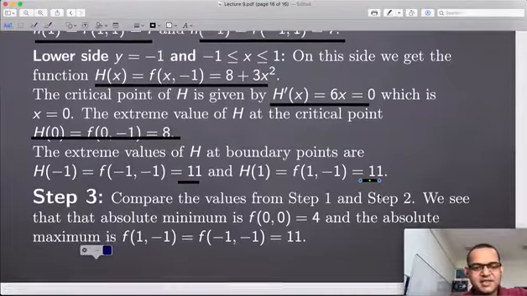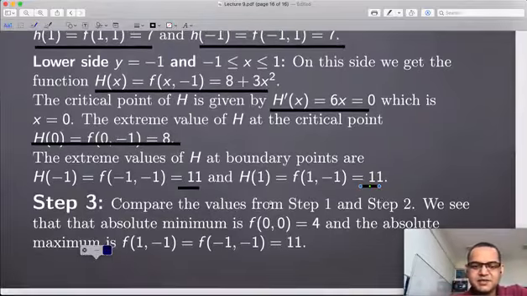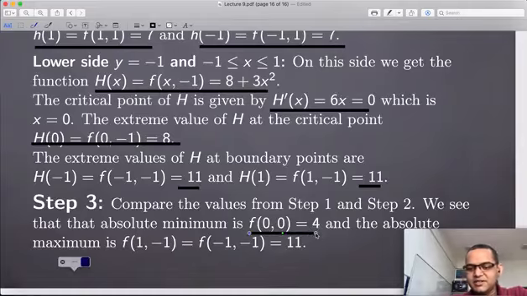Okay, and the third step is basically you compare. So third step will tell you that the value at the critical point happens to be the minimum, so it is an absolute minimum, and then the value at the boundary at 2 points we are getting this maximum, this 1 and minus 1 and minus 1 and 1, so this is the absolute maximum. Okay, so this is a process.